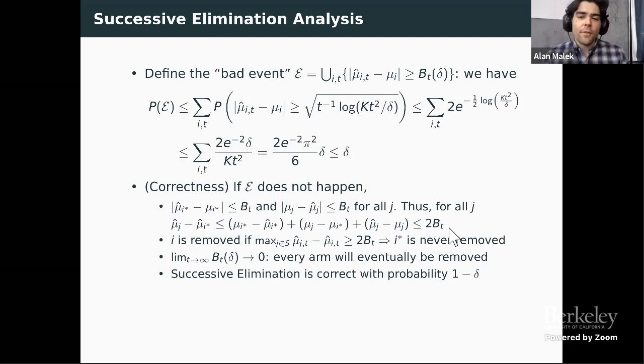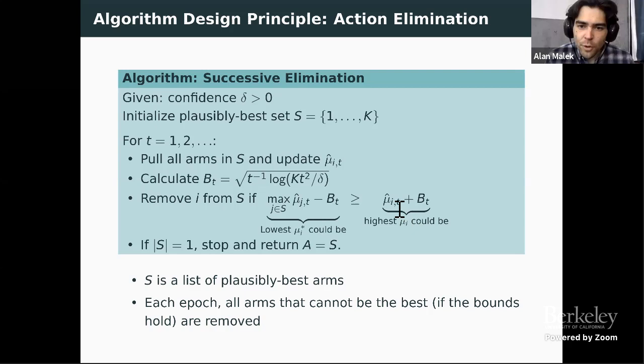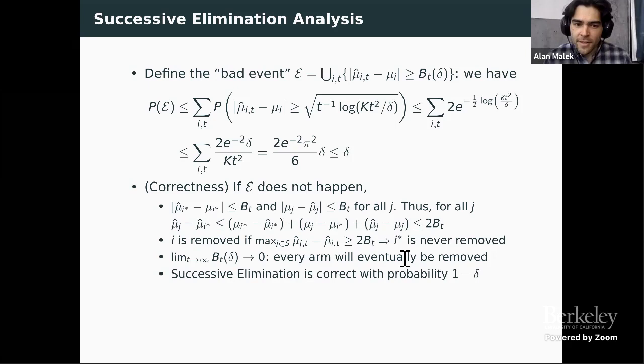And if you look back at the previous algorithm on the previous slide, which I guess I can do pretty easily, you'll see that arm I is eliminated only if it is more than 2b smaller than the best. So in that case, arm I star will never be eliminated because it is never more than 2b smaller than the best arm in this class. So you never remove I star.